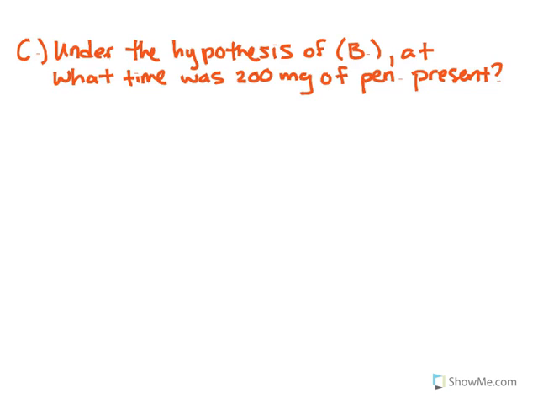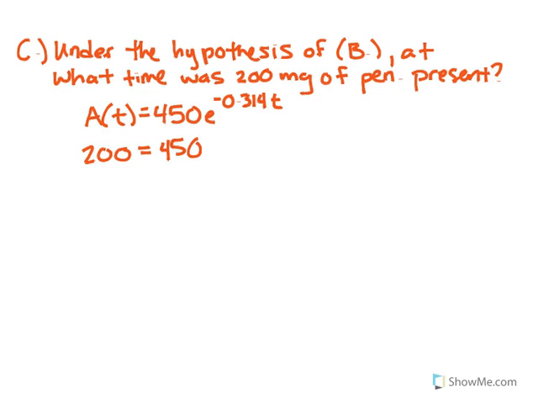Under the hypothesis of part B, at what time was 200 milligrams of penicillin present? So in this case, we're going to take the function that we had before, and we're going to set it equal to 200 to determine the time at which this happened. So here's the function from before. I inserted my k value into k. Okay, and k was negative, so we need a negative with this as well. And then we're going to set this function equal to 200, and we're just going to begin solving this out for t. So getting everything copied, and then we start the process.